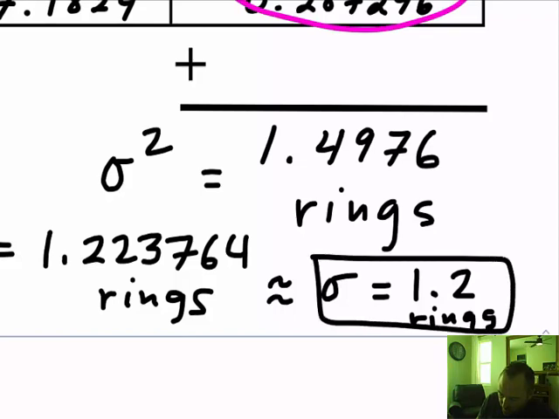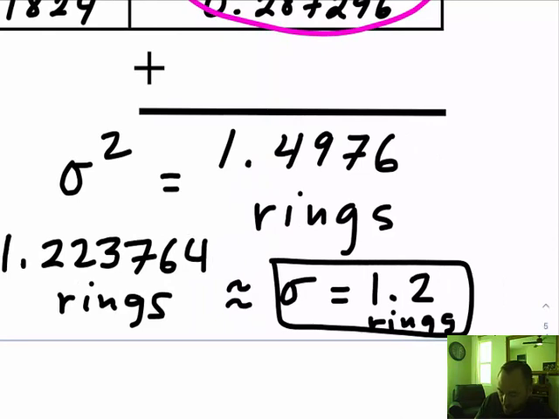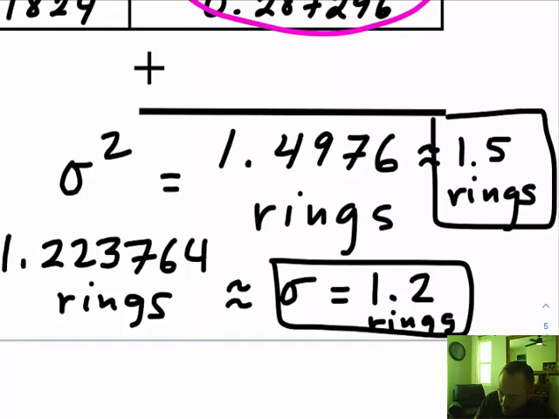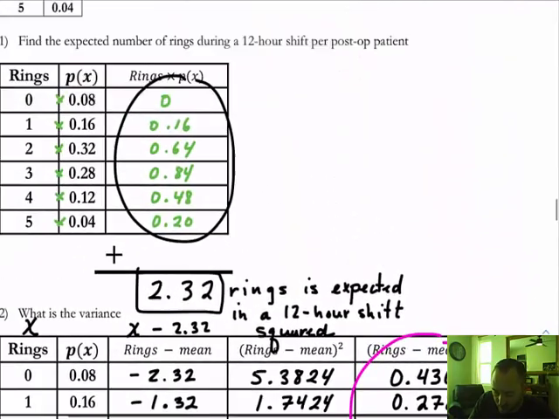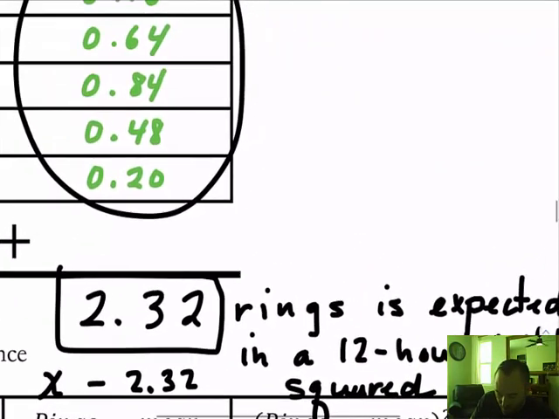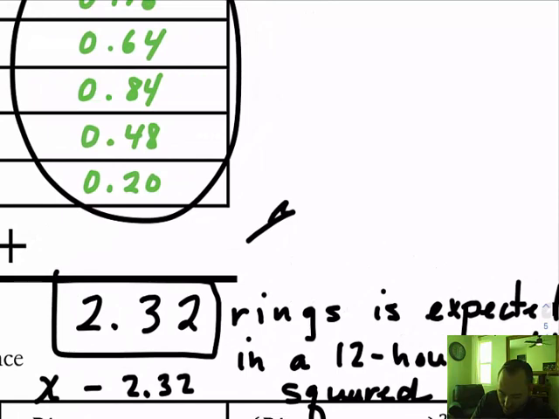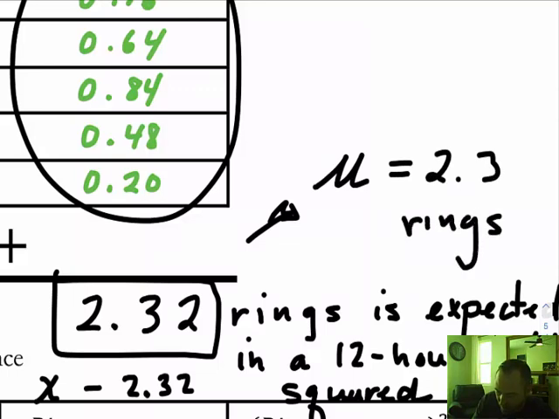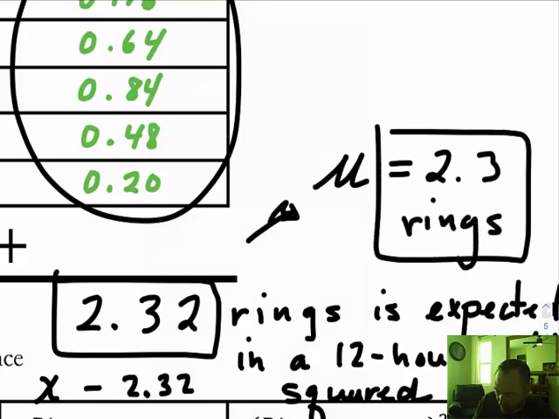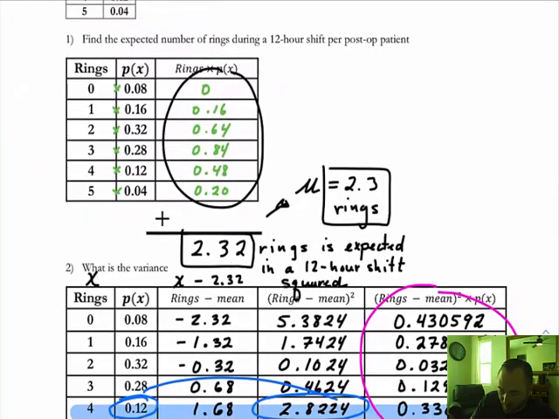And vice versa for the others, I can go back and round that and say that my variance is approximately 1.5 rings. So you don't want to make the mistake of taking the square root of a rounded value. So I've got my sigma squared, the variance, sigma, the standard deviation, and then finally I can go back to here, the 2.32, and again round that, that's my mu. So mu is approximately equal to 2.3 rings. And so I bring this up: when rounding your statistic, you want to round it at the very, very end.